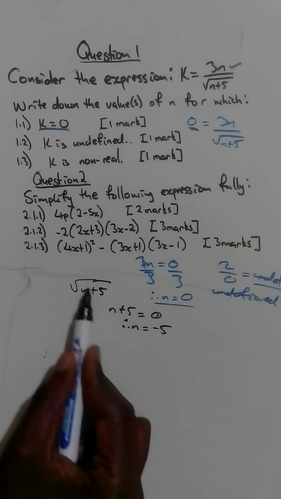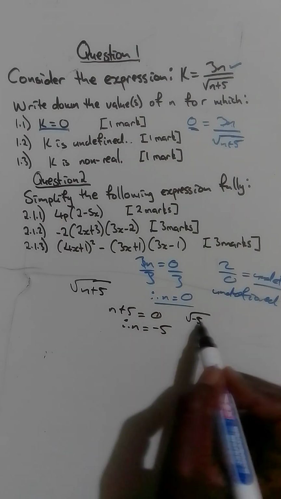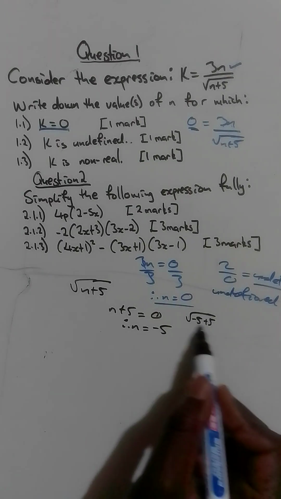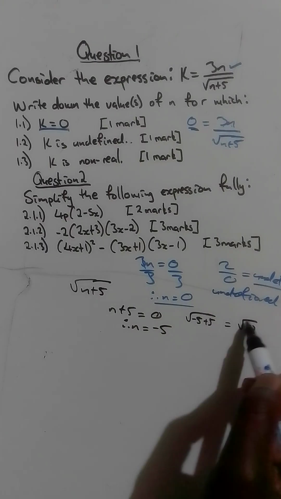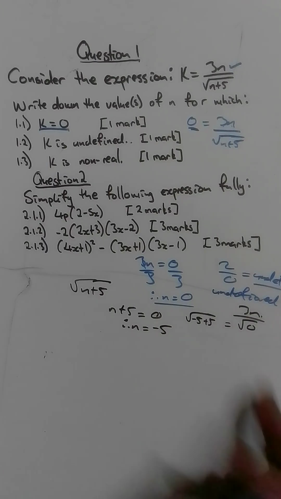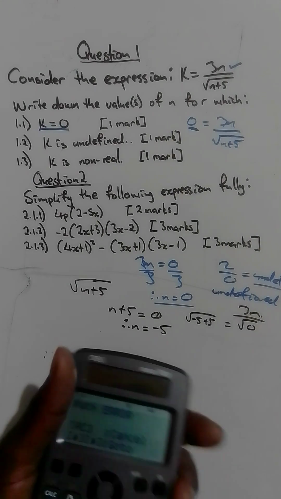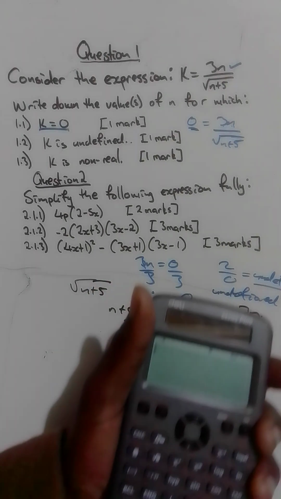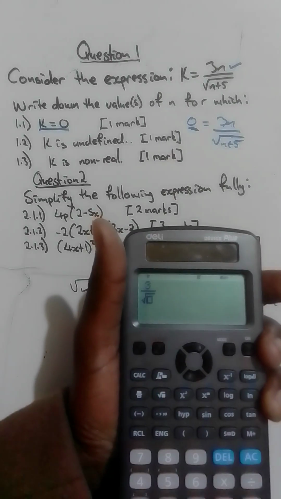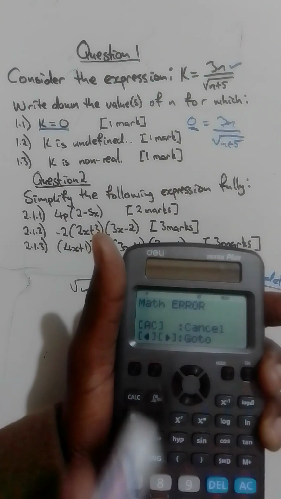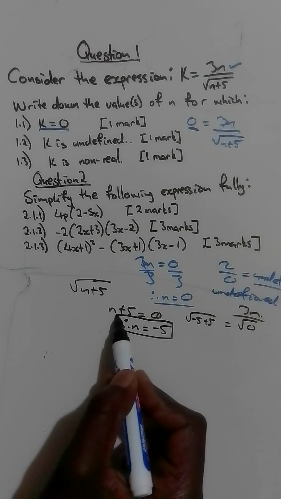So let's plug it back in here. If I now say the square root of negative 5 plus 5, negative 5 plus 5 gives me the square root of 0. And then I've got 3n here, so let's say that our n is equal to 1. Then 3 multiplied by 1 gives me 3. So if I say 3 divided by the square root of 0, what do I get? Once again, math error. So our n is equal to negative 5.